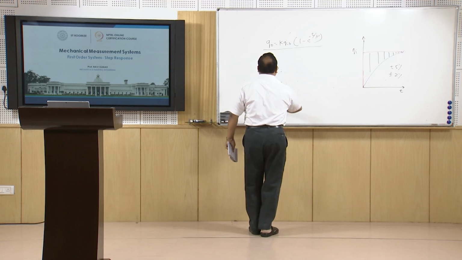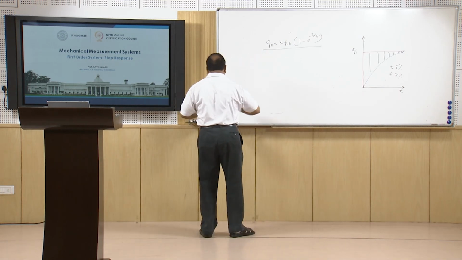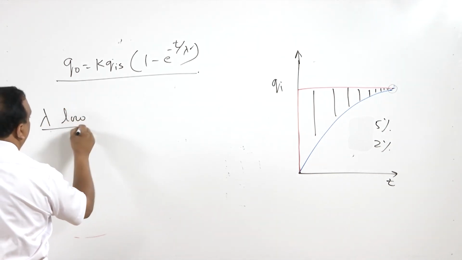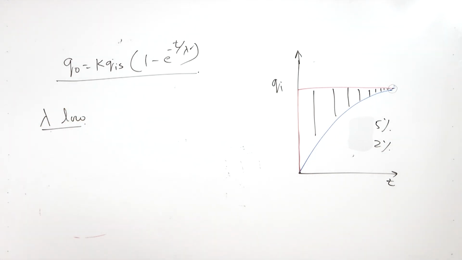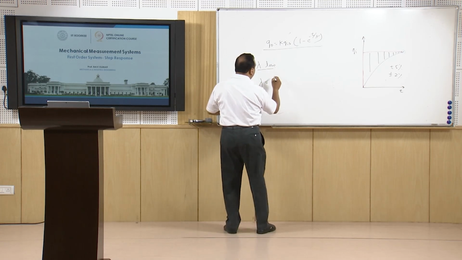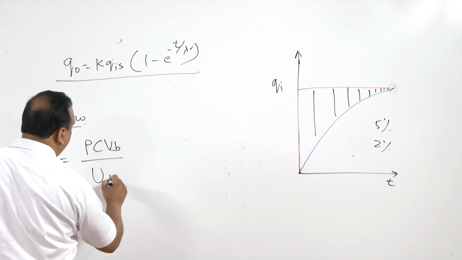So, for a quick response of any first order system, the value of lambda has to be low. Now let us recall our previous derivation for the thermometer, where we calculated the value of lambda as rho C VB divided by UAB.